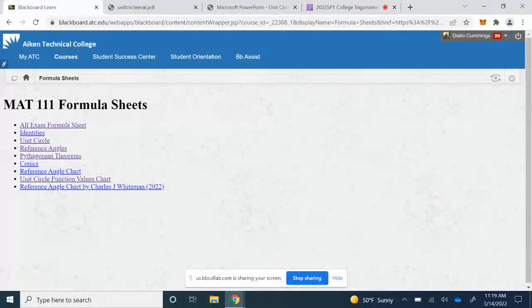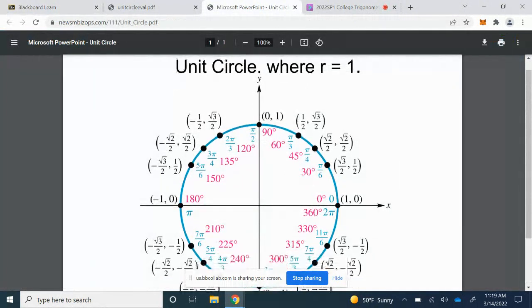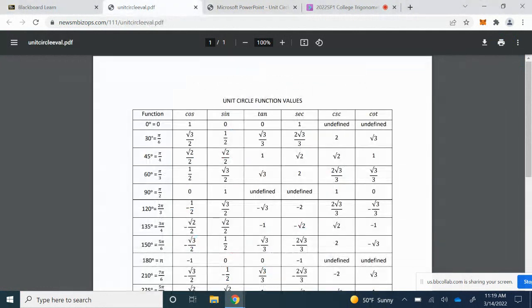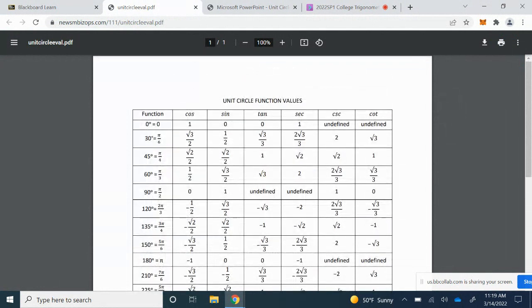All right, so the things we're going to need for today's class: we're going to need the unit circle. We're also going to need the unit circle function values chart. Okay, we're going to use these two things to solve some trig equations.